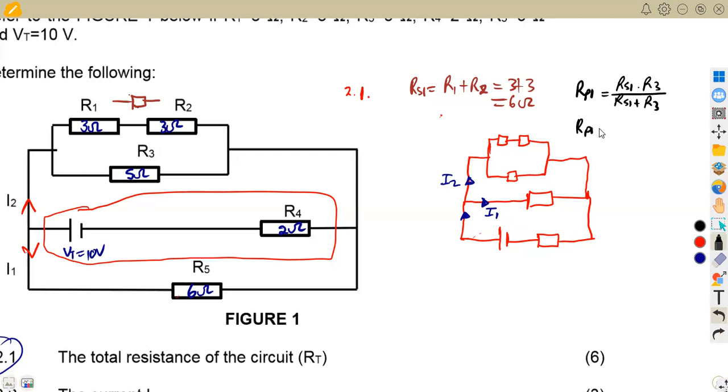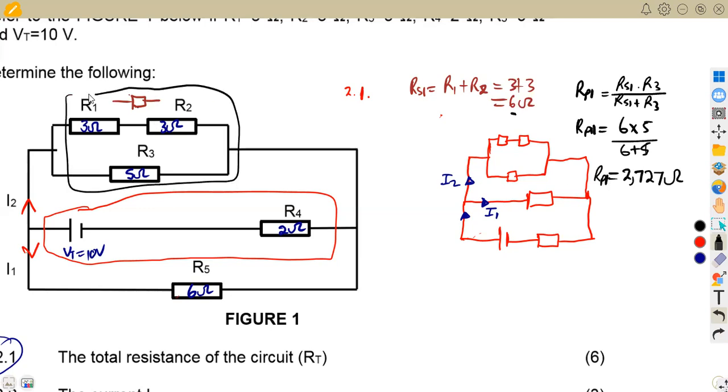So that is the first parallel combination that we have, which is RS1, which is 6. So that's 6 by the R3, which is the 5 ohm. So that's 6 times 5 over 6 plus 5. All right, so that's 6 plus 5 here, which is going to give us 30 over 11, which is going to be something like 2.727 ohms. All right, so that is our parallel combination from this part here that we combined.